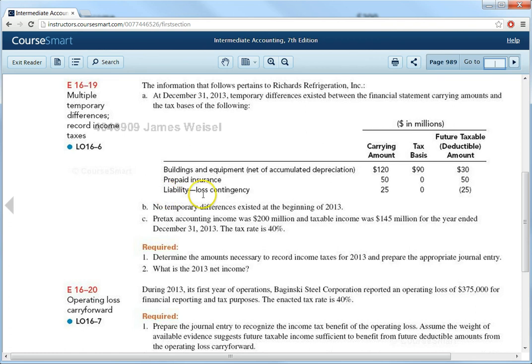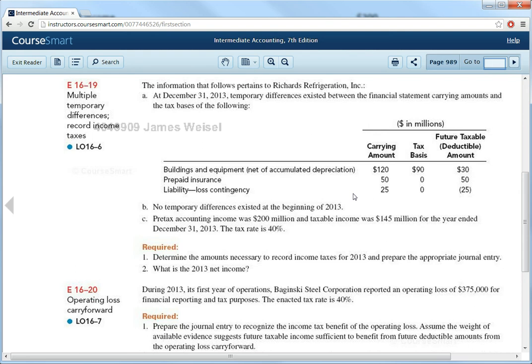And then the last item here is the liability from a loss contingency. Remember that from previous chapters, a loss contingency for GAAP purposes is recognized when there is a significant probability or a high probability of a loss being incurred. The loss has not actually been incurred yet, which is why it's called a contingency, but there is the probability the loss is going to occur. So we get to deduct that $25 million in this case for GAAP purposes.